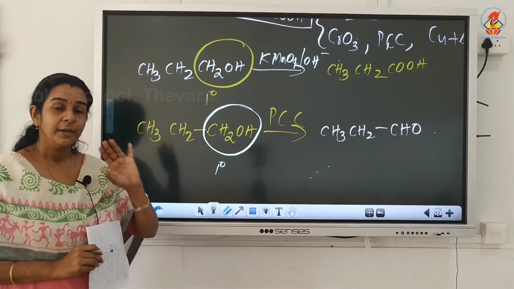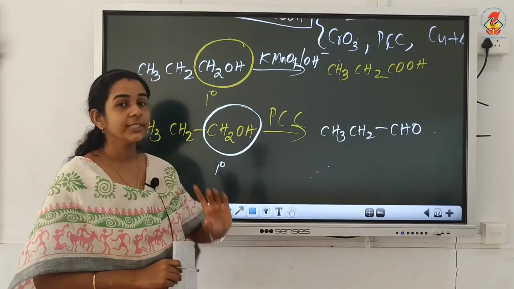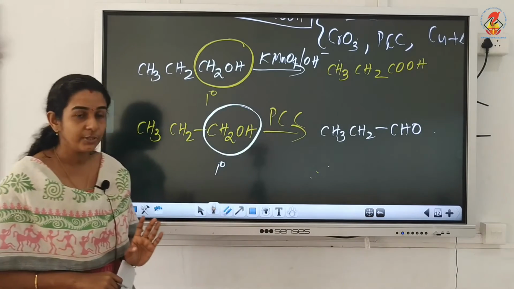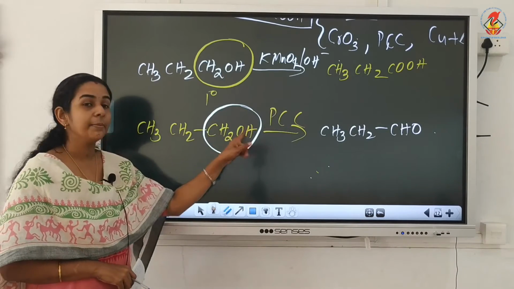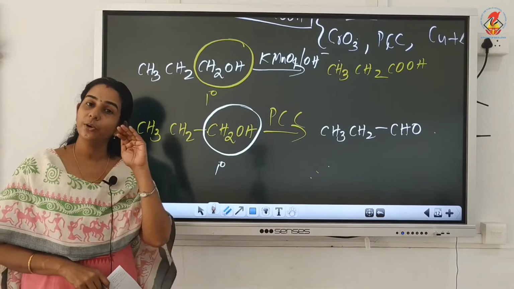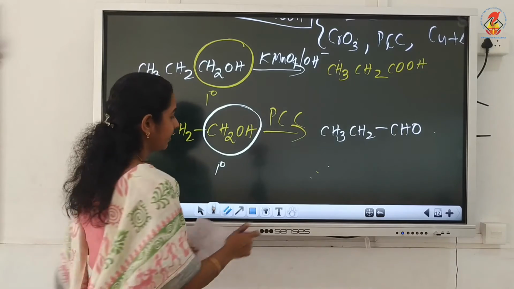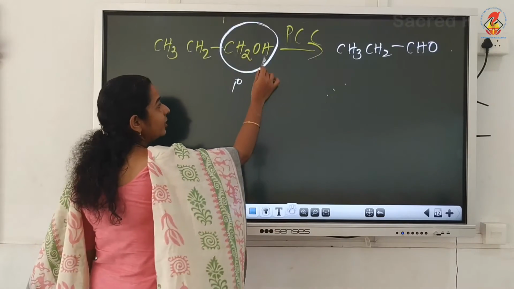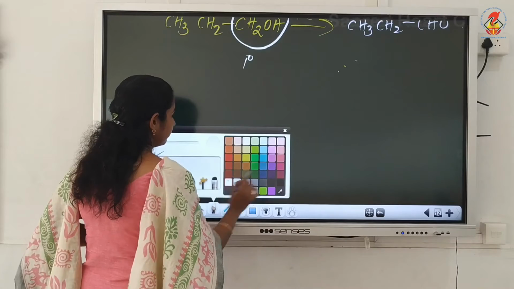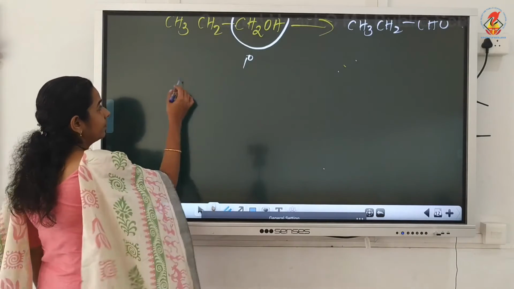So once again, primary alcohol on oxidation using a strong oxidizing agent, you will be getting carboxylic acid. But if you are using a mild one, you will be getting only aldehyde. Aldehyde always on oxidation, we will be getting carboxylic acids. Now, if I take a ketone, how can we get a ketone from this?